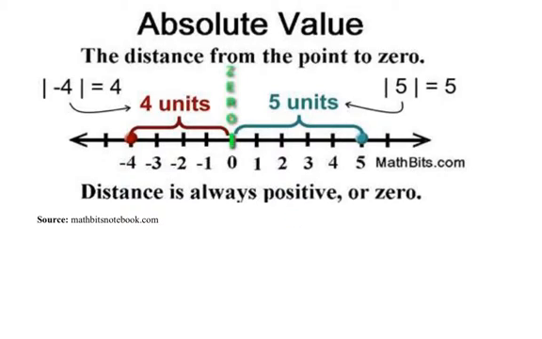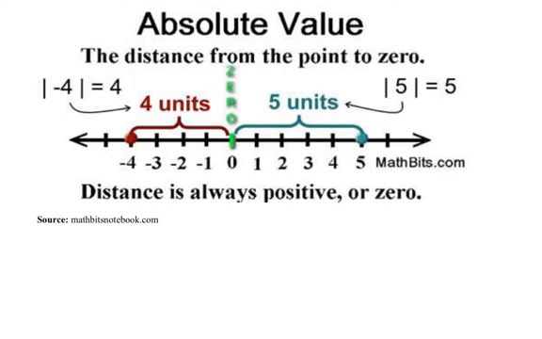So if we look at some examples, we have the absolute value symbol here of straight up and down symbols telling us to find the absolute value of -4. And so if I find -4 on the number line, that's 1, 2, 3, 4 units from 0 on the number line. So the absolute value of -4 is +4.